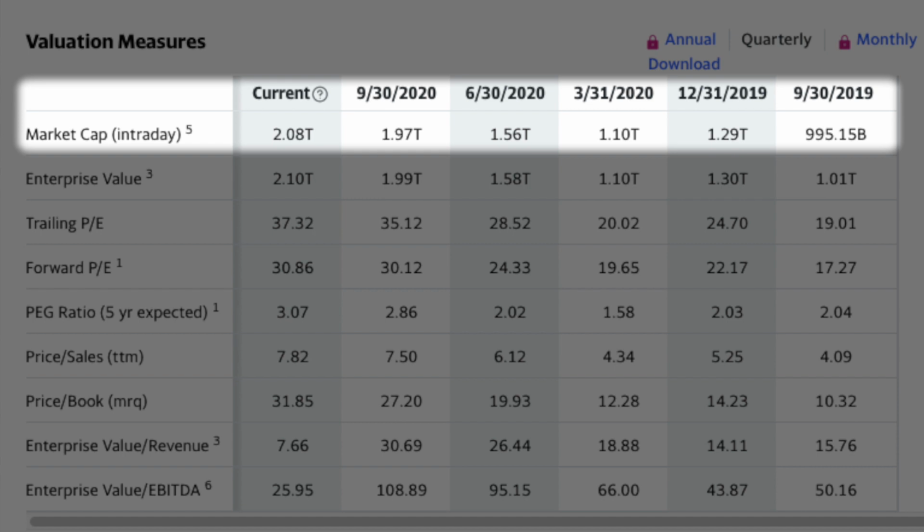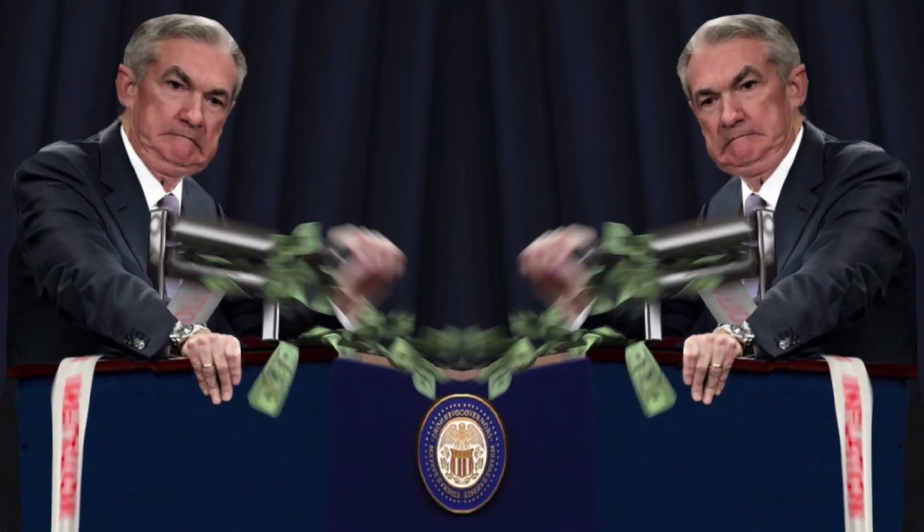Another thing that I like to look at is the market cap. From 995 billion in 2019 to 2.08 trillion today, which is a little bit more than double year over year. It's a bit too much in terms of valuation, but then again, it's also a sign that the company has been gaining a lot of market attention, as well as due to the US Fed pumping money into the economy.